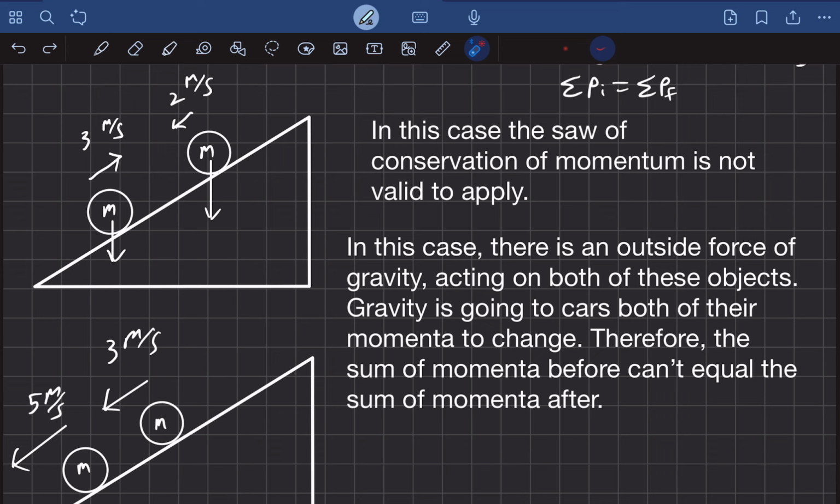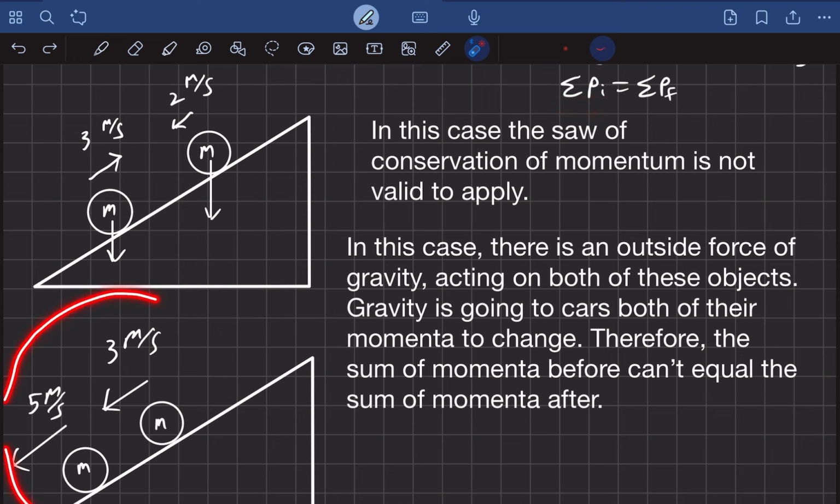And the same thing is going to be happening to the second object, except it's not going to change direction or go slower. It's just going to be continually picking up speed. Overall, this entire system is going to be gaining speed in the downwards direction. So we can tell right now that the momentum we're going to get initially for the entire system is not going to be the same as the momentum we get later.